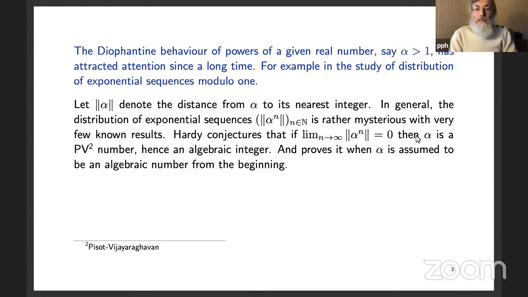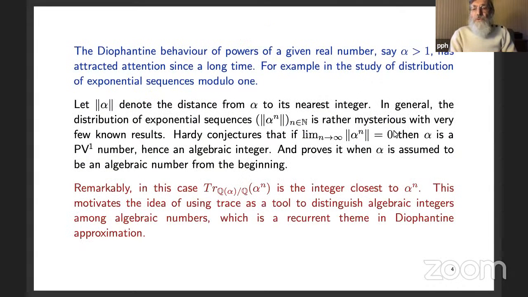And what is interesting is that in this context, the nearest integer to alpha to the n, when alpha is a PV number, is just the trace of alpha to the n, the trace over Q. So this gives the idea to use a trace as a tool to distinguish algebraic integers from general algebraic numbers. And this occurs several times in Diophantine approximation. And this is a problem we have addressed.